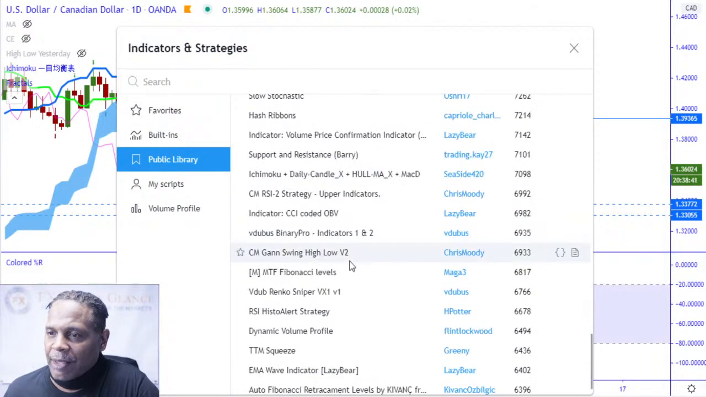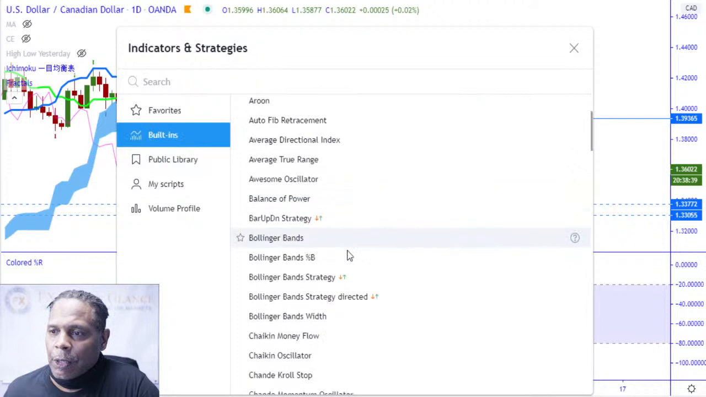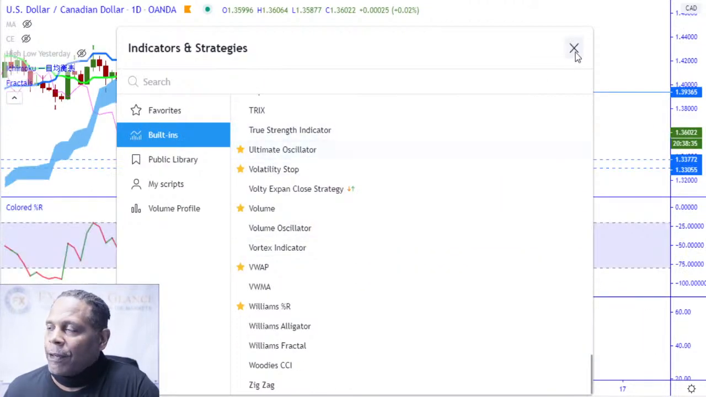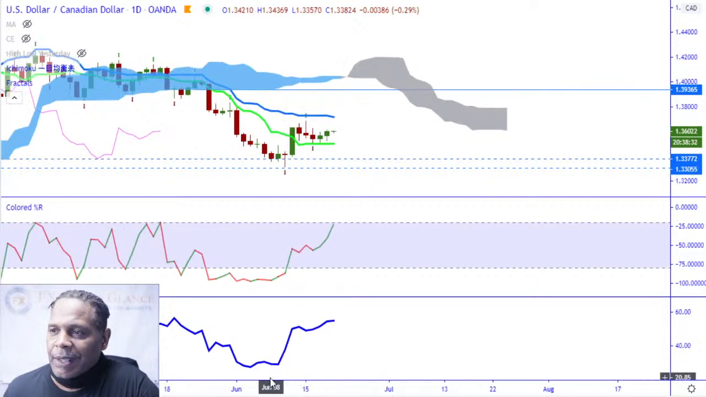I'll use the ultimate oscillator. And I want to see if there's any divergence. If there's divergence, guys, not really. I mean, minor divergence right here, if you could say, and then it did move to the upside.